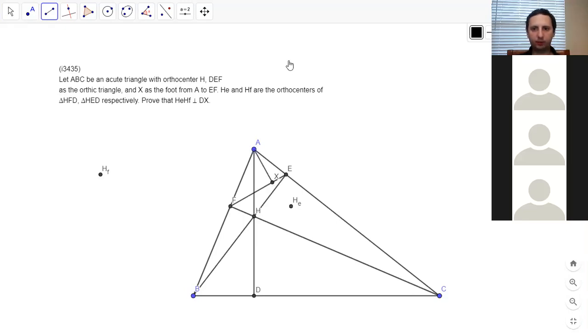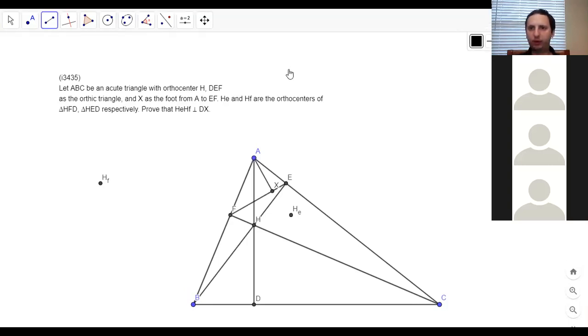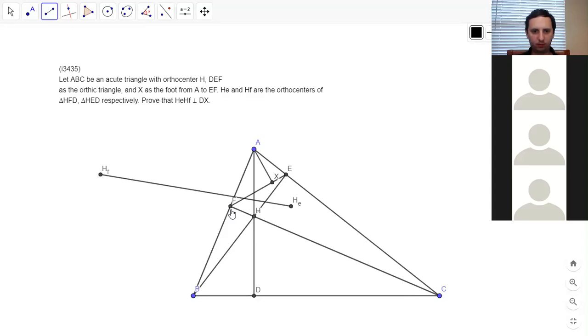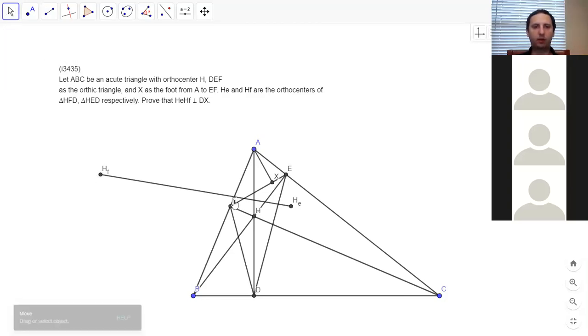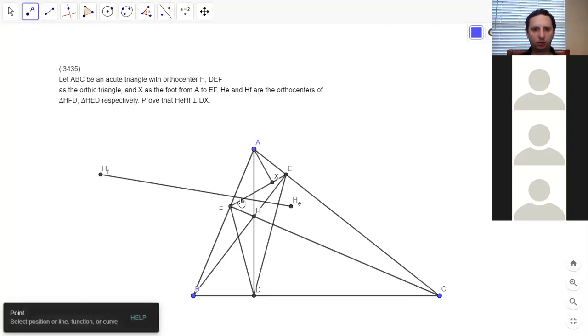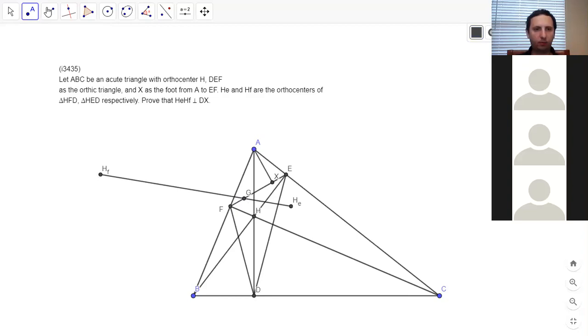Let's check the chat. So it's well known that H_EH_F passes through the foot of the altitude from H to EF. Oh, really? I did not know that. Actually, this configuration is well known, isn't it? Oh, really? This was asked in Turkey TST one week ago, the eighth problem. Is the whole thing well known, or just the fact that you just said?